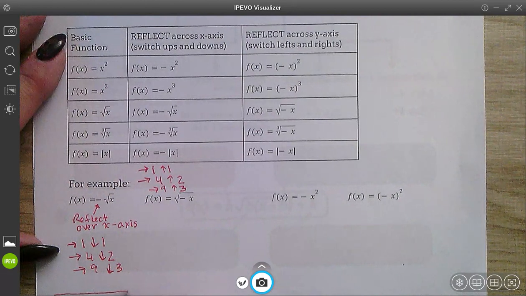So that is going to take this graph starting at 0, 0, going right 1, down 1, right 4, down 2, and it's going to make the graph look like that.